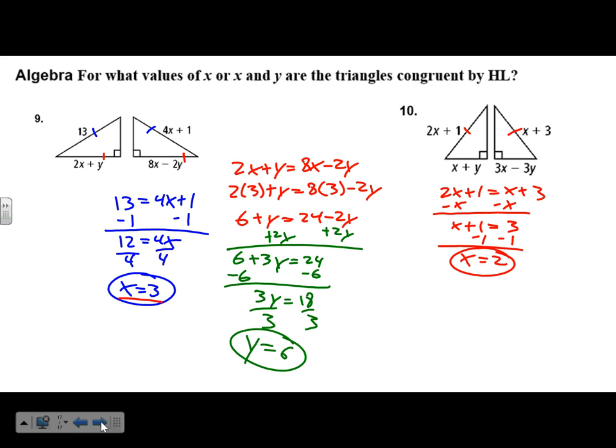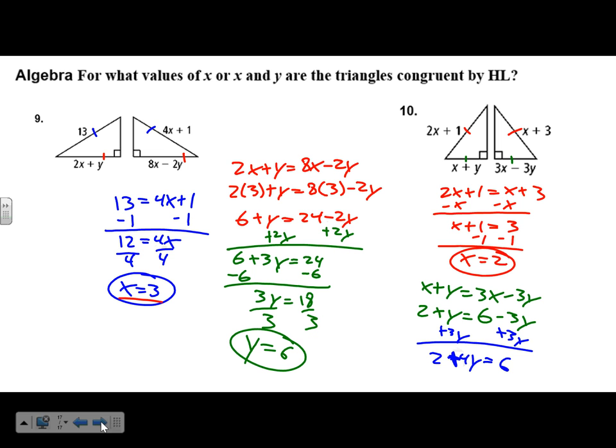And then the next one, again, these legs have to be equal to each other. So we have x plus y is equal to 3x minus 3y, but we know the x is 2. So it's 2 plus y is equal to 3 times 2, which is 6. Go ahead and skip a step there. Let's add 3y. Sorry, 2 plus 4y is equal to 6. Sorry, going too quickly. 4y is equal to 8. So y is equal to 2 as well.